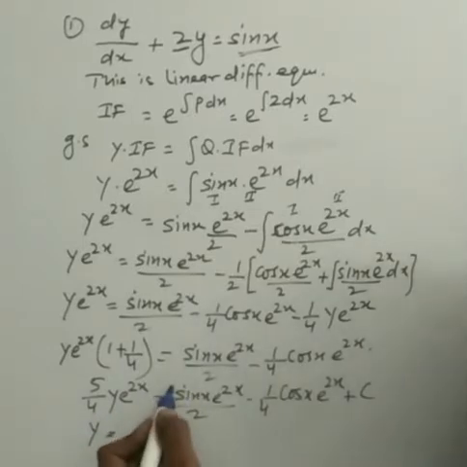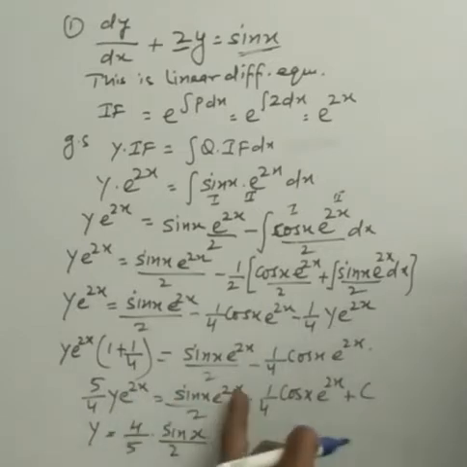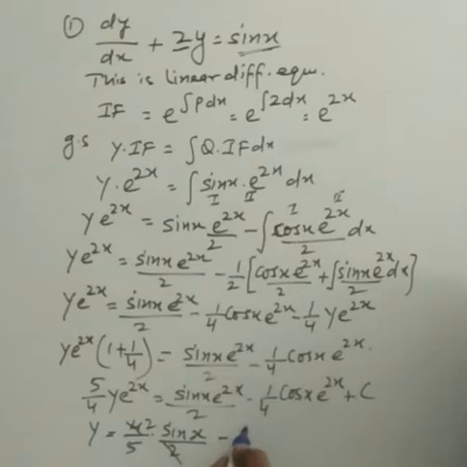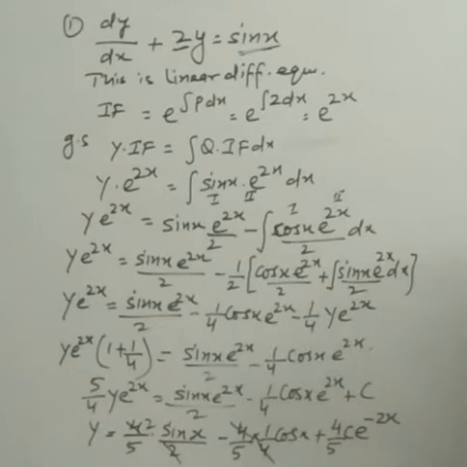y equals 4 upon 5 sin x upon 2. e power 2x is cancelled, here 2 is cancelled. Minus 4 upon 5 into 1 by 4 cos x plus 4 upon 5 C e power minus 2x. This is cancelled. This is the answer.